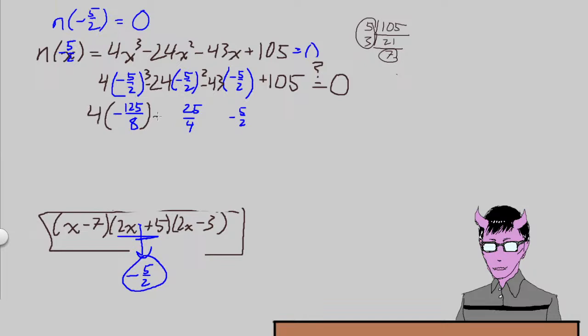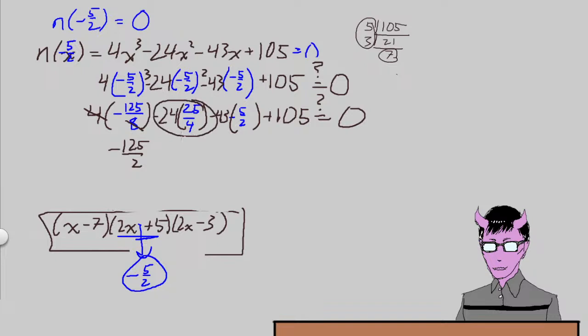That's still times 4. This is still times 24. This is still times negative 43. Well, I really don't like that. And then this is still plus 105. Is it really 0? Let's see. 4 partially cancels with the 8, thereby producing a 2 on the bottom.